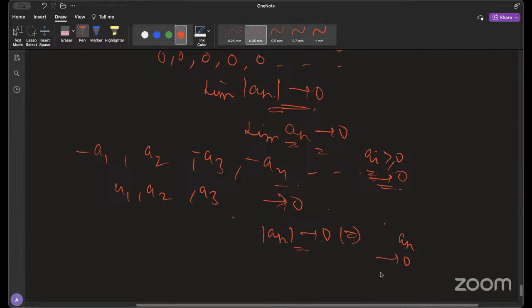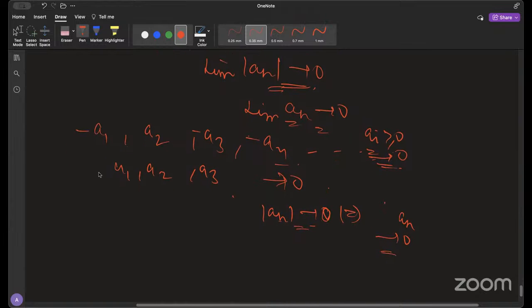If this happens, then this is going to happen, and if this happens, this is going to happen. It goes both ways. So why does this happen? Let's just make a subsequence of this thing. You'll have minus a1, minus a3, a subsequence of negative terms. This is a subsequence, right? Minus a4, and we'll take all the negative terms.